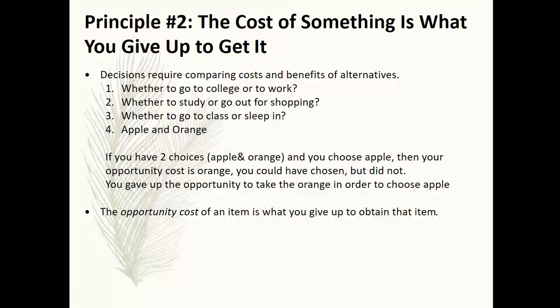If you have two choices, that is apple and orange, and you choose apple, then your opportunity cost is orange. You could have chosen, but you did not. You gave up the opportunity to take the orange in order to choose apple. The opportunity cost of an item is what you give up to obtain that item. It means that the thing you are giving up in order to obtain some other thing. So this is the concept of opportunity cost.